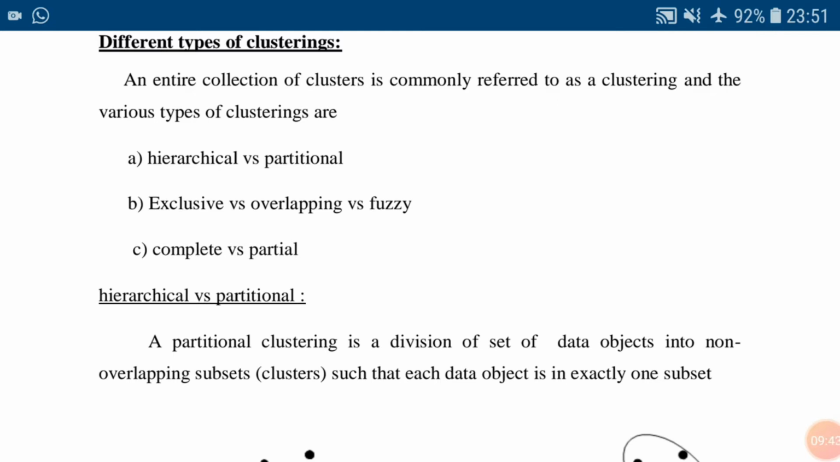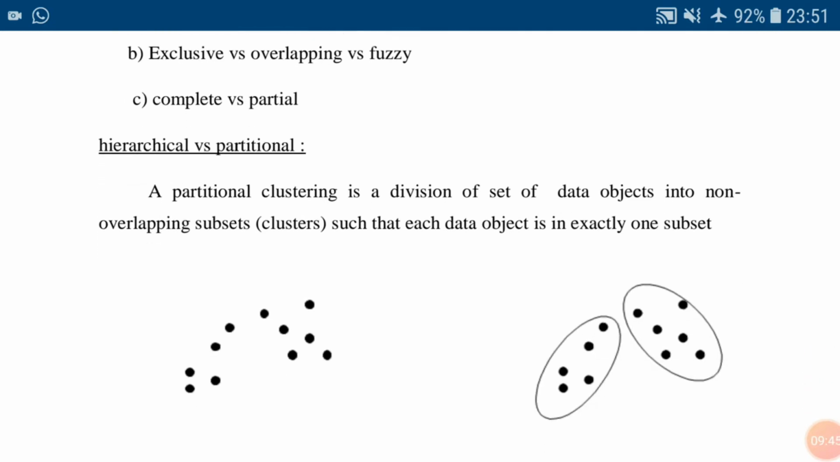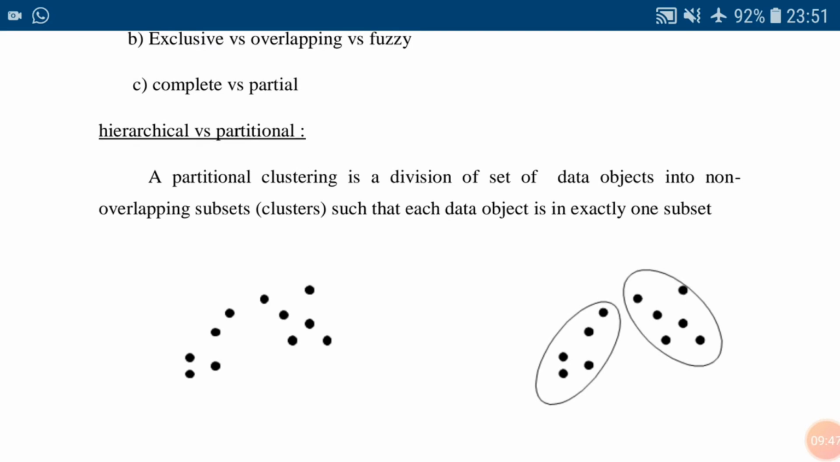What is meant by hierarchical clustering? What is meant by partitional clustering? We will see, and then what is the difference between those two? First we will see partitional clustering. Partitional clustering is a division of a set of data objects into non-overlapping subsets such that each data object is in exactly one subset.